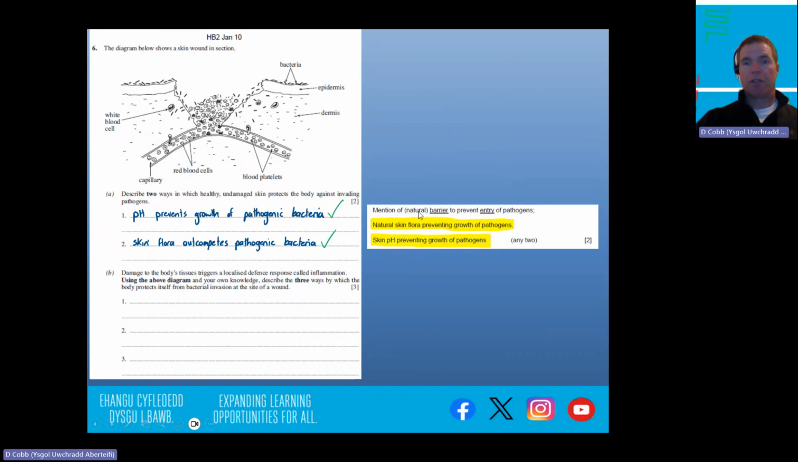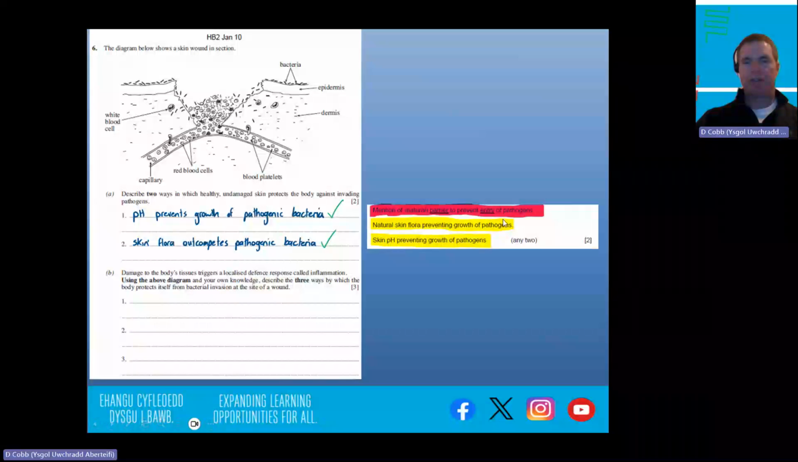The other point mentioned the idea of a natural barrier to prevent the entry of pathogens. Well, I haven't said that. And there's a couple of underlined words, which means you have to say those words. I think when I mentioned this previously, I said it being a barrier, but I didn't add on this idea of preventing entry of pathogens. So I'm learning from this that this is something I need to do in the future. If I was going to talk about a barrier, I should be saying prevents the entry of pathogens.